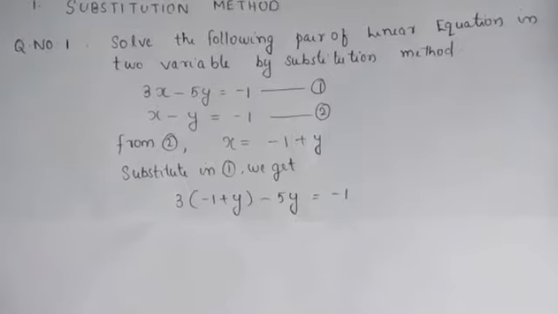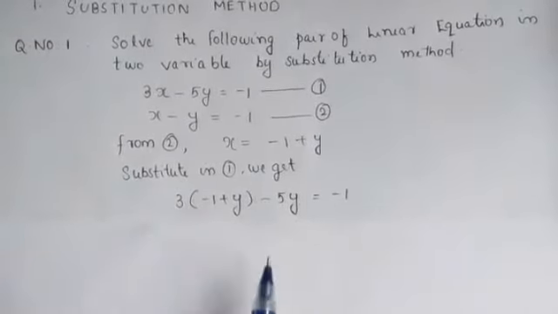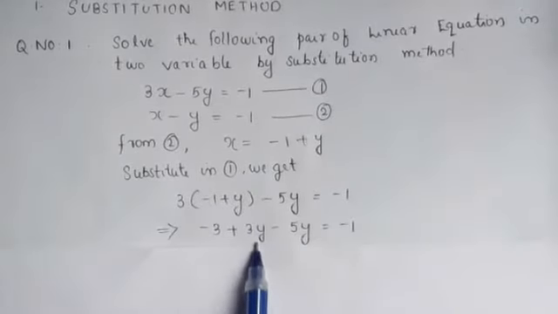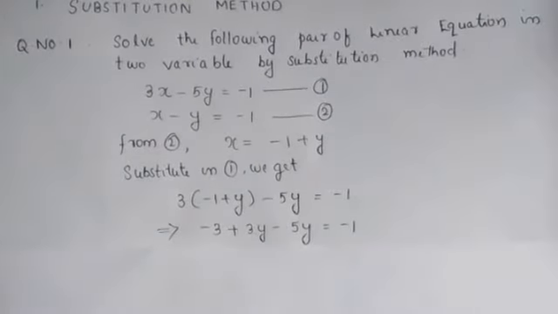After that, you just open the bracket. So you will get 3 into minus 1. What is 3 into minus 1? You will get minus 3, and 3 into y you will get 3y, minus 5y is equal to minus 1.